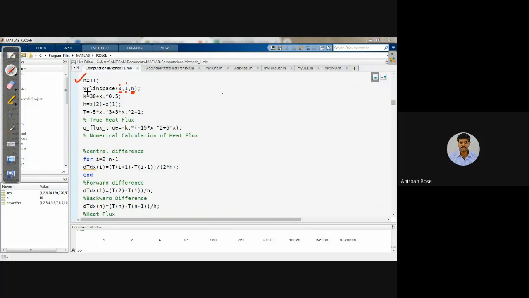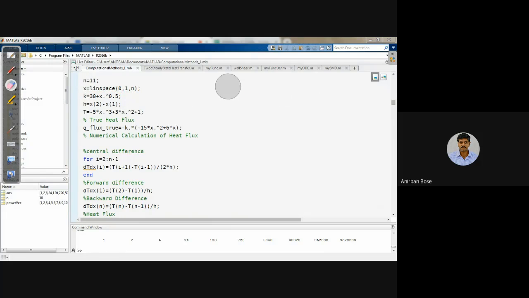That will create this x. So x will take the distances, starting from 0, then 1, 2, 3, in this way up to 10. So in total you get 11 points. x will contain this kind of thing. This is what the linspace command does.